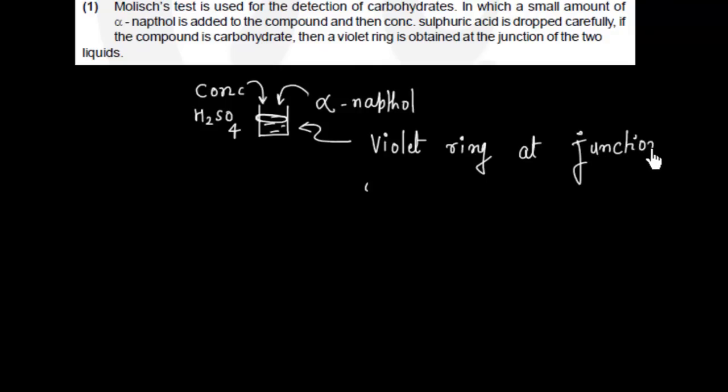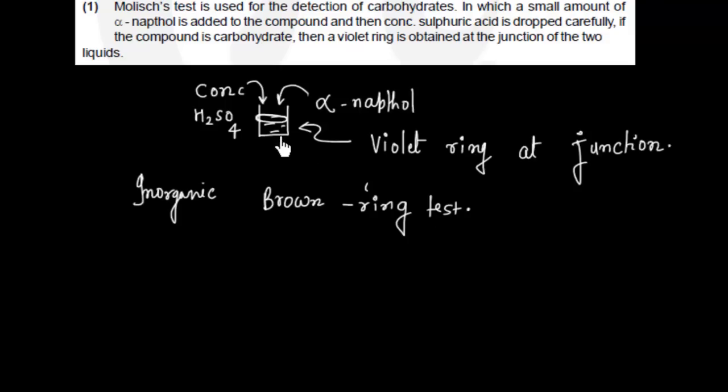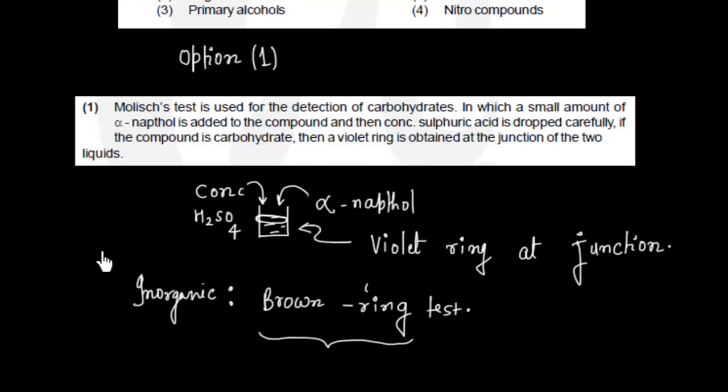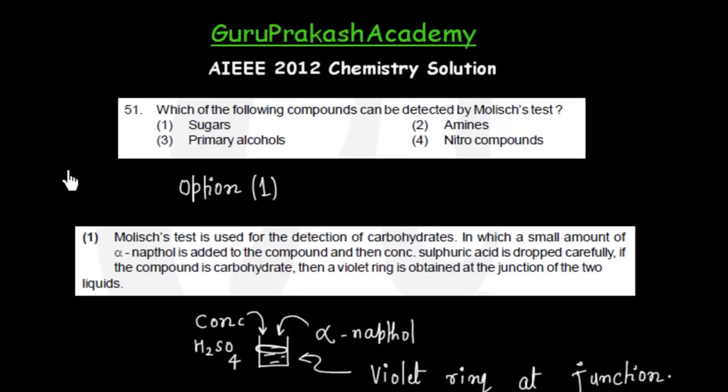If you remember, the same kind of test is also possible, and that is called brown ring test in inorganic chemistry. In inorganic chemistry we have something called brown ring test. Same thing happens there also. In this case you have violet ring, in that case you will have a brown ring that forms, and that's why this is called brown ring test, because there is a ring that is formed. So in the inorganic chemistry qualitative analysis chapter, this is a test of nitrate ion, NO3 minus.